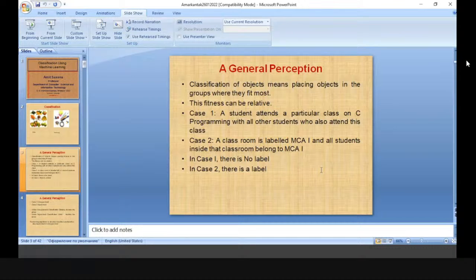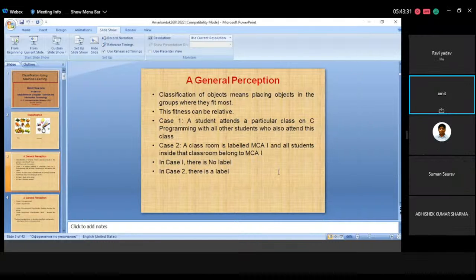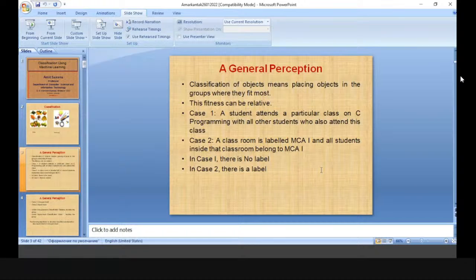So I take two cases specifically, related to us because we are all teachers, students, scholars. In case one, a student is attending a particular class on C programming with all the other students who are also attending this class. It is not necessary that all the students belong to a particular class. The teacher is teaching C programming, and all the people inside that class are attending C programming, irrespective of what class or group each student belongs to.